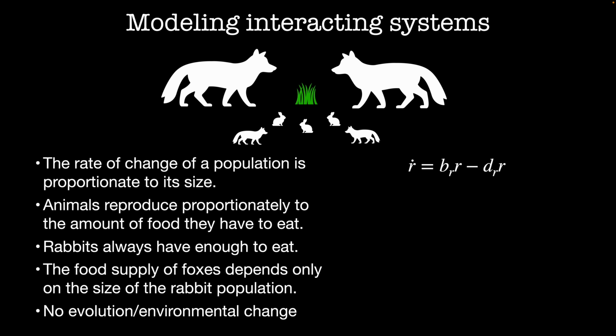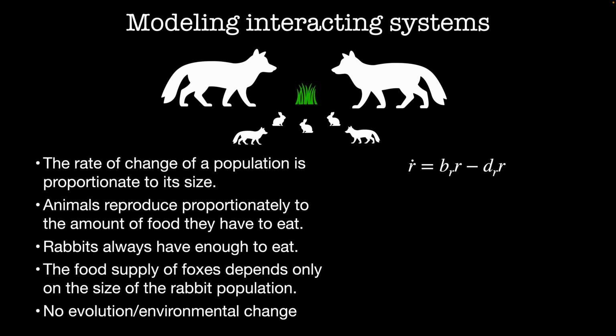In the absence of foxes, rabbits have a natural birth rate, BR, and a natural death rate, DR. Both of these depend on the size of the population of rabbits. Thus, we can see that this is going to lead to exponential growth or decay, as we just saw.